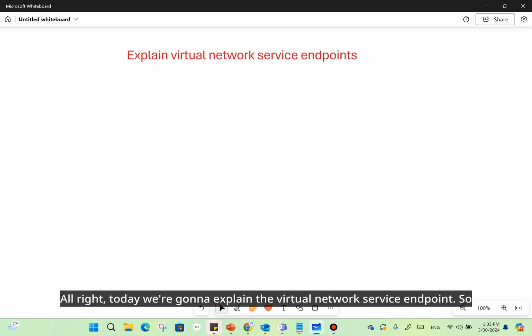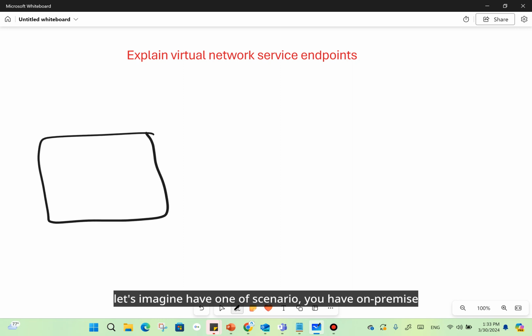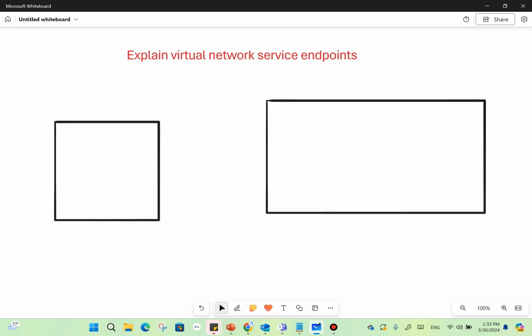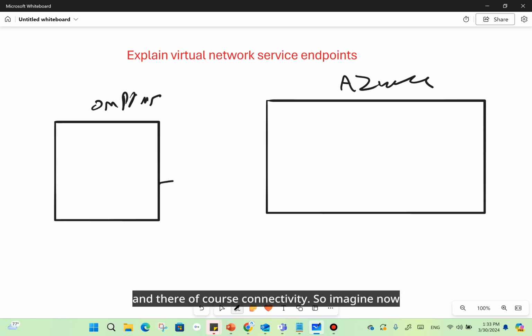All right, today we're going to explain the virtual network service endpoint. So let's imagine one scenario. You have on-premise and you have Azure, and of course there's connectivity between them.